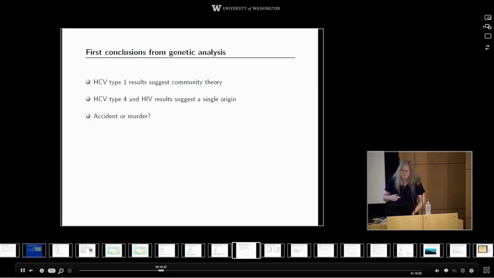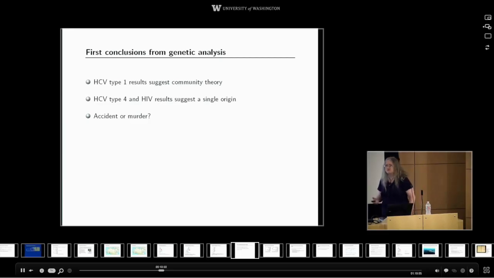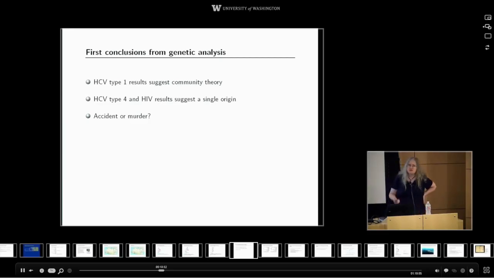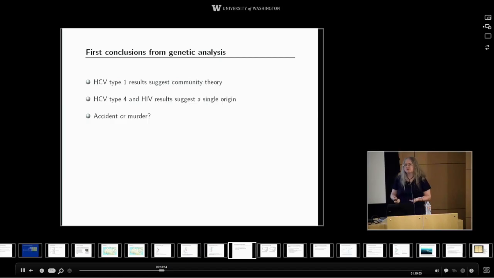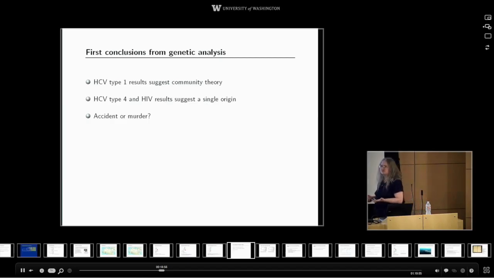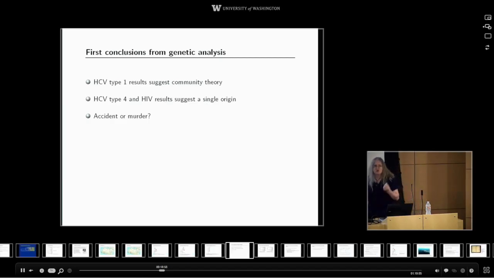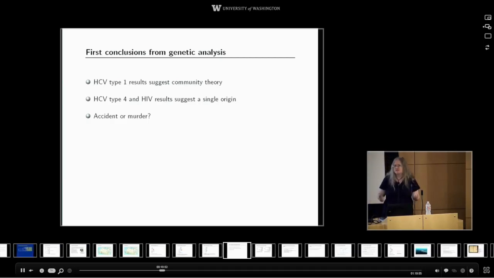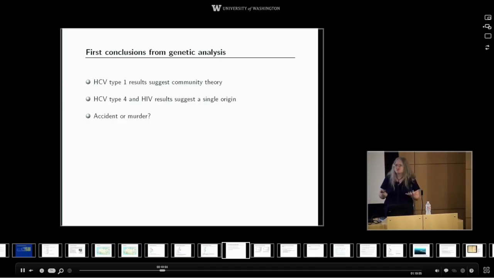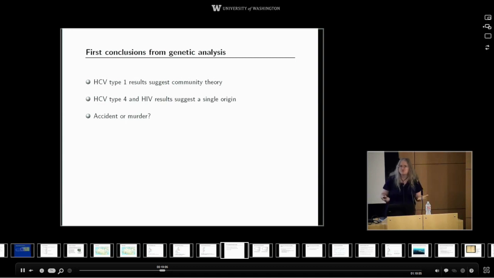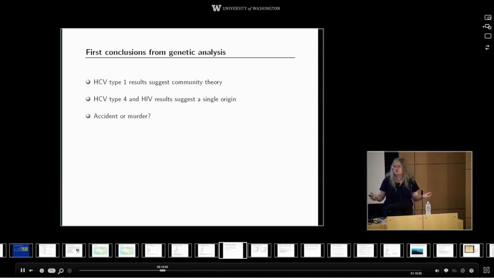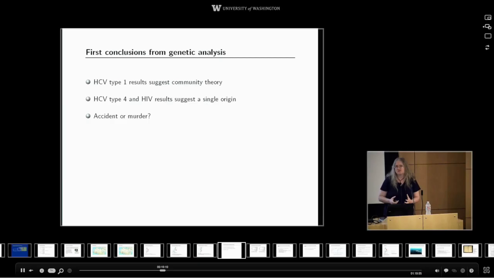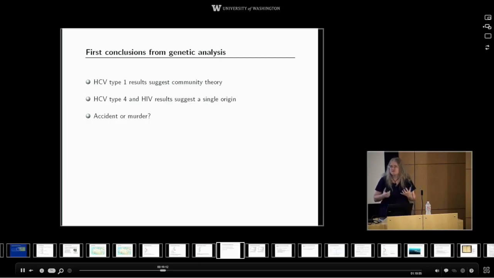So for 2 of the 3 viruses being looked at here, the genetic evidence, the first pass on it, says these children were infected essentially from a single source, either from each other or from some common source in the fairly recent past. This doesn't look good for the medics. It certainly seems to rule out, for those 2 viruses, the community theory that says that the children didn't get these infections at Al-Fateh. It's pretty clear at this point that they did.